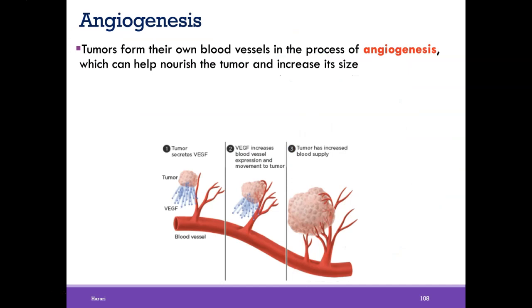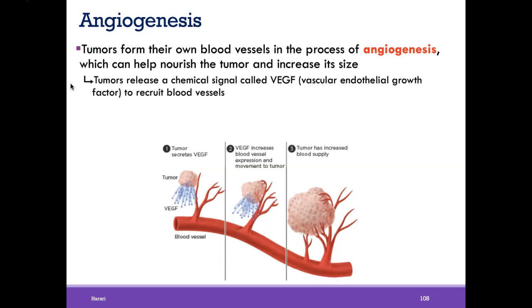One way that tumors can do metastasis is via angiogenesis. Angiogenesis is how tumors form their own blood vessels. Angio means blood vessel. Genesis is formation of. So angiogenesis helps nourish the tumor with more blood supply, which could overall allow the tumor to grow and spread.